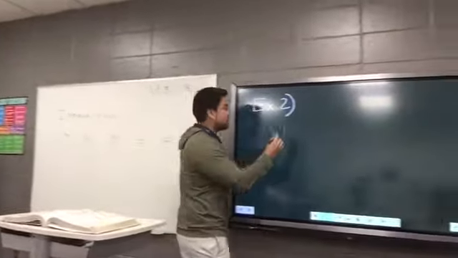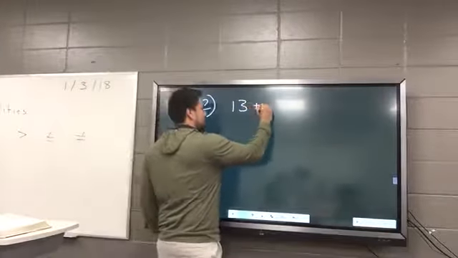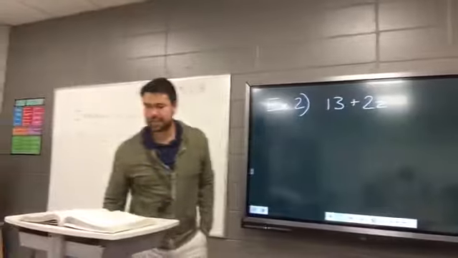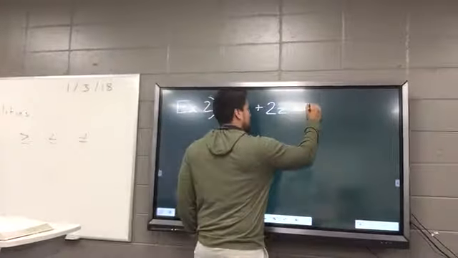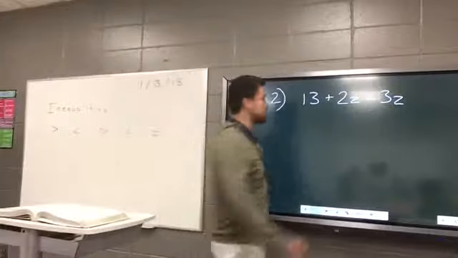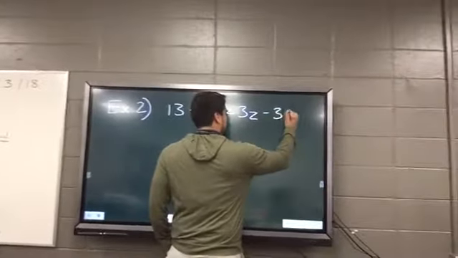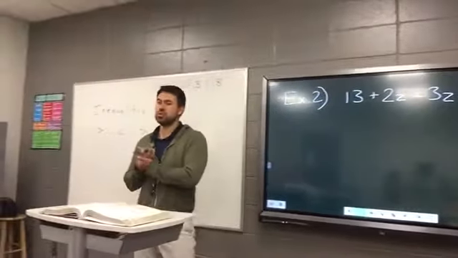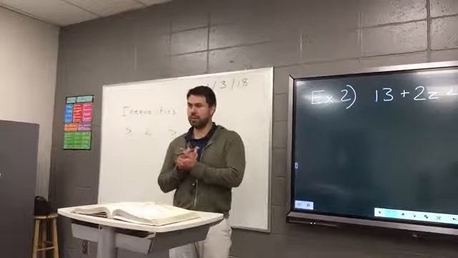So 13 plus 2z is less than 3z minus 39. All right, there are a couple ways to work this problem, a few ways to work this problem out. What would you do if you're trying to do this problem? Help me out.